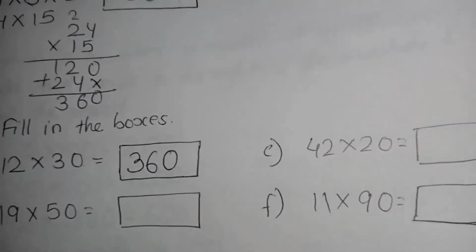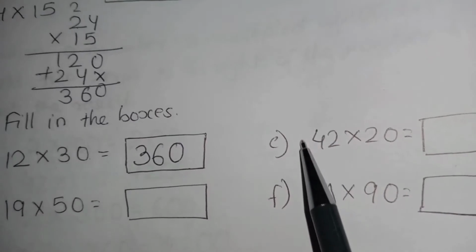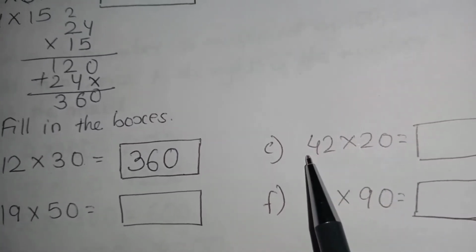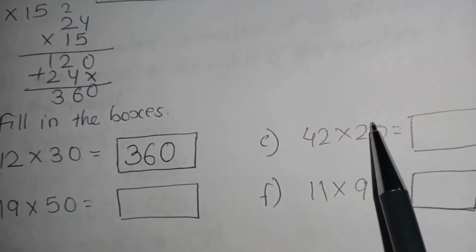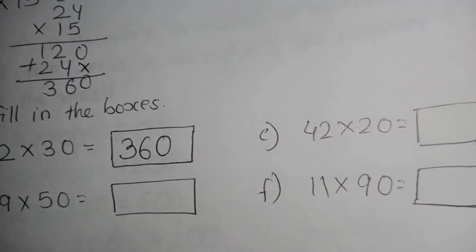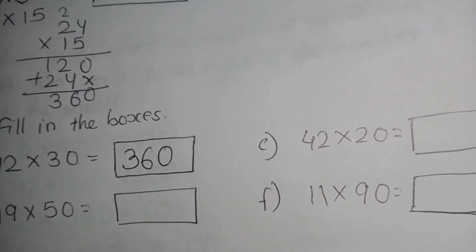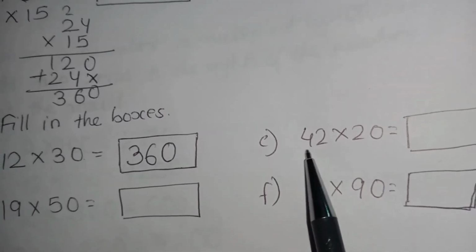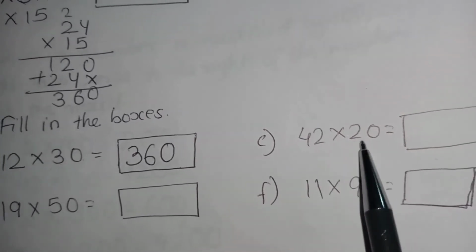Number C, 42 into 20. What we will do first? First we will multiply this 42 into 2. You can also do it by the long method, like 42 into 20, by writing 42 into 20, and you can write the answer. But here we are doing the shortcut one, 42 into 2.